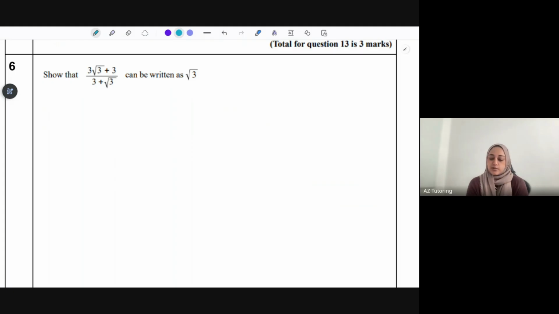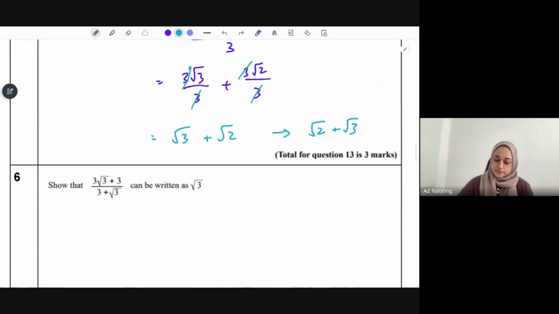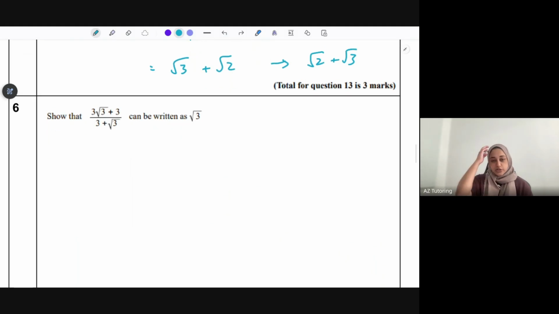Okay, let's do this one. So it says show that this can be written as root 3. Again, this is a rationalizing the denominator question, but notice how with the last questions, we only had just one single surd term. In this example here, I've got an expression. Now, whenever you've got an expression, there's a rule you need to know. So let me just write this out again. 3 root 3 plus 3 over 3 plus root 3.